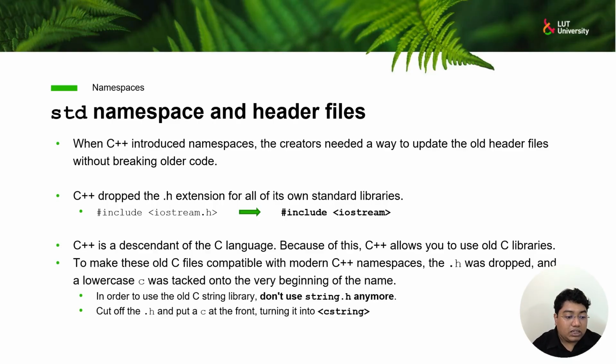And because C++ is built on top of C, you can still pull in the old C standard libraries too, but those get a slightly different name and slightly different treatment. So drop the .h and stick a lowercase c in front of that. So the old C string library, which used to be string.h, became cstring in C++.